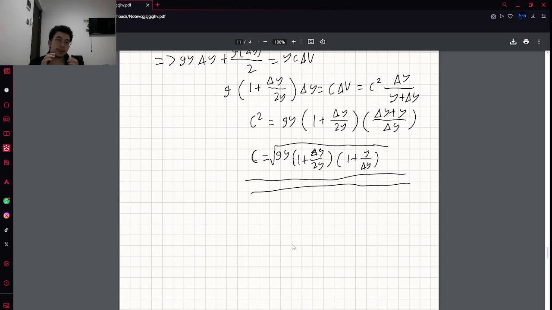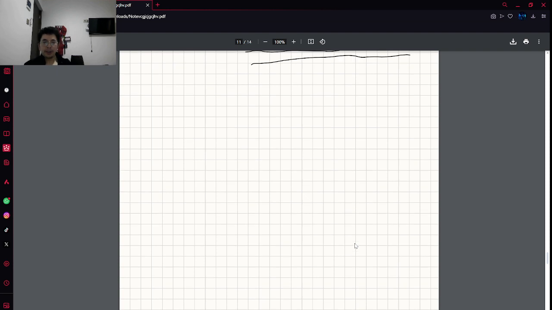Basically, in general cases we just take the g and y. So we neglect this and take the g and y into an analysis called the Froude number, which is v divided by c, which is v divided by the square root of g y.